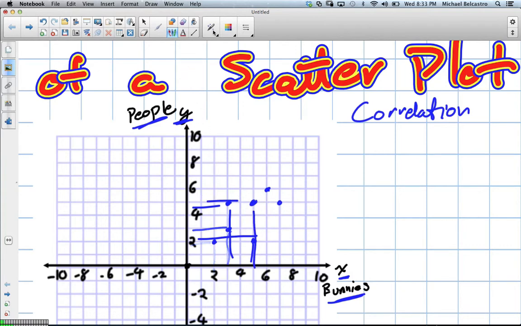So on island number 1, we'll call it this guy here, there happens to be 2 people and 2 bunnies on that island. Well, what we're going to have to do in order to solve this stuff is we actually have to find a standard deviation. We have to find a mean. We have to find an average.